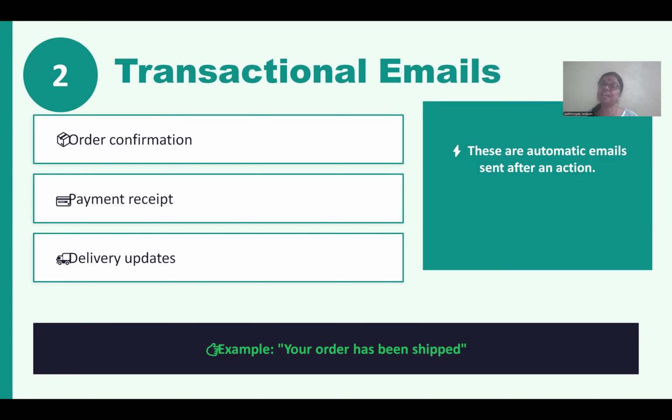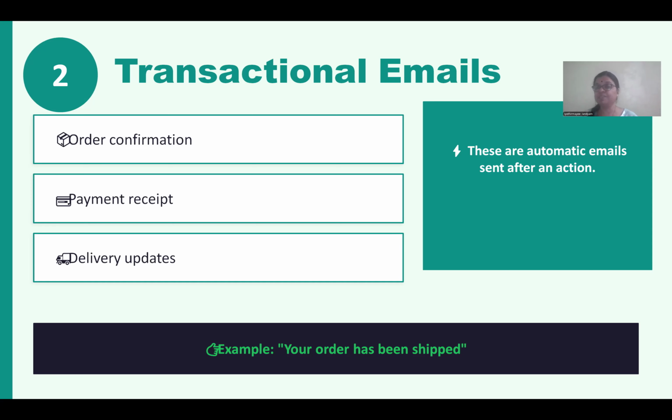Another one is transactional emails. The customer has already purchased the product or the services, whatever it may be. The money transaction has happened. After that, whatever email you send is a transactional email, like an order confirmation. Once he purchases the product or services, you need to send an order confirmation email. Or a payment receipt. He pays the amount, so you need to send the payment receipt. That is a transactional email.